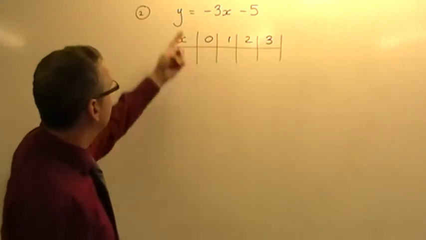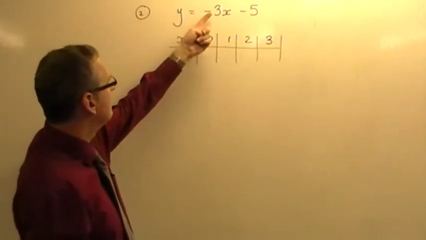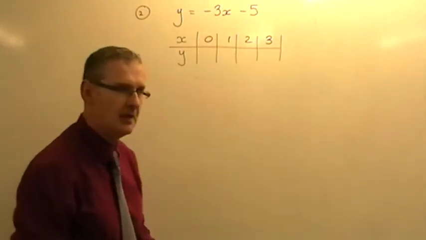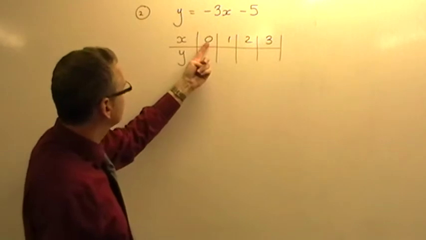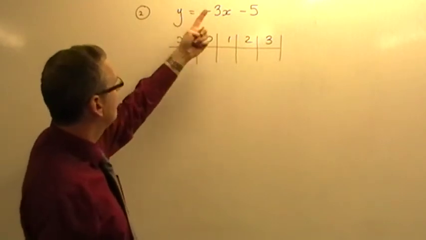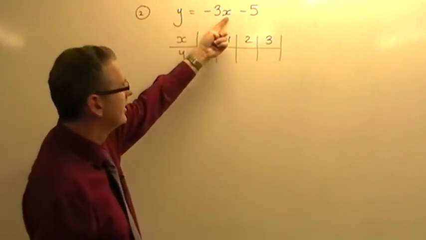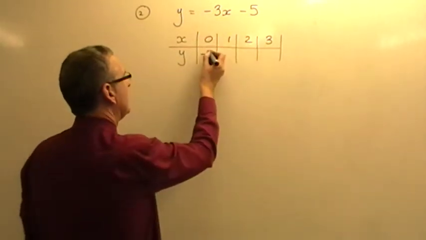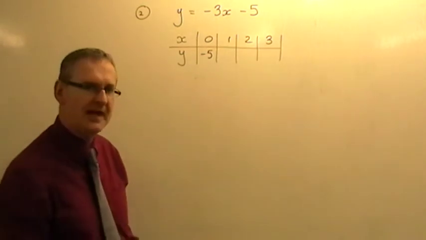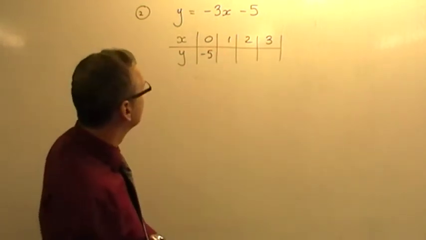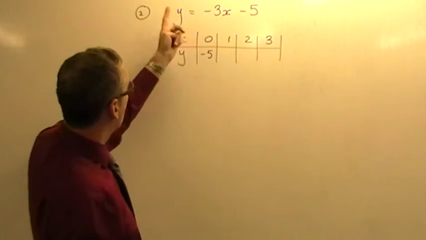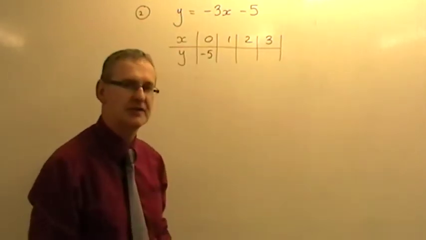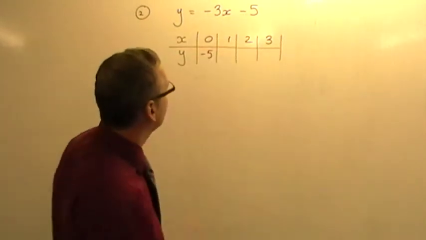Okay, for this straight line, the y coordinate will always be minus 3 times the x coordinate, take away 5. So if x is equal to 0, y will be equal to minus 3 times nothing, that's nothing, take away 5. That's minus 5. Next, if x is 1, substitute 1 into that. Y will be equal to minus 3 times 1, that's minus 3, take away 5.